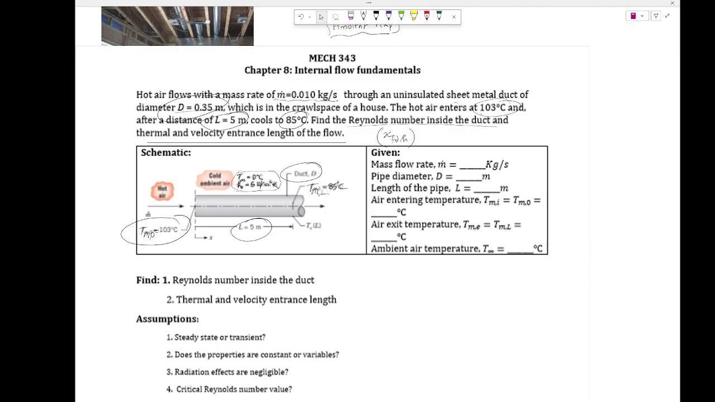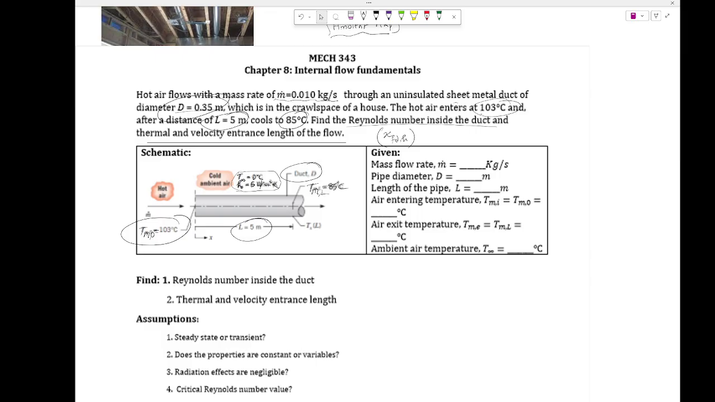In a crawl space, usually you don't expect that much wind because they have blockage or something around the house. So you can expect it mimics the natural convection happening. That's why the h value is 6 or so. It's not 10, 20. If the h value crosses more than 50 or 100, that means you are getting very high heat transfer. To give you some number idea as well. Make sense?